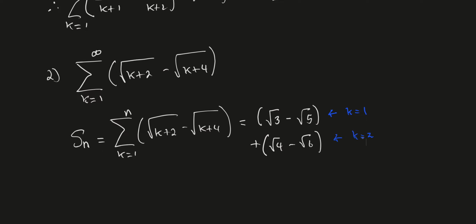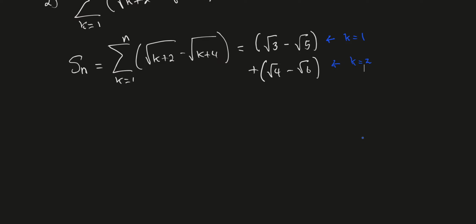Well, we're a little bit stubborn. We're persistent. We're going to keep on going and see what happens, because sometimes you do have to do a little bit more in order to see patterns. When k is equal to 3, we would have the square root of 5 minus the square root of 7. This is what I get when I plug k equals 3 in. And then suddenly I see something. Look, I have my negative root 5 there, and then a positive root 5 there. Maybe this is what we need after all.